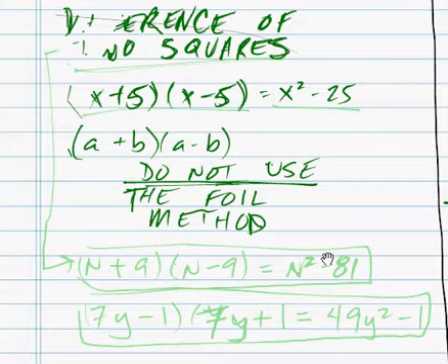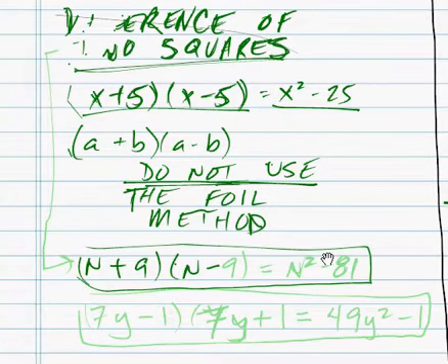You should be able to determine immediately whether or not the difference of two squares is an operation. So this is the difference of two squares, because it's going to give you that one. We'll take example n plus 9, n minus 9. It's going to give you n squared minus 81. That is the difference of two squares.